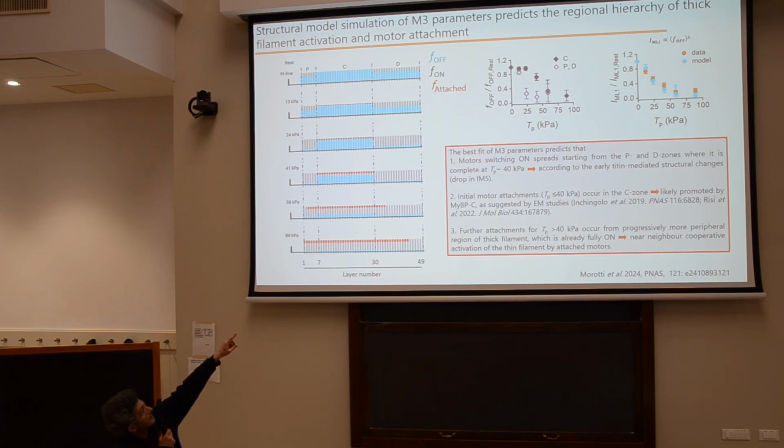The nice thing is that if you look at this graph, here is the fraction of the heads in the off state in the three different regions. So you can calculate the average, and from the fraction of all heads in the off state in the thick filament, you can determine the intensity of the first myosin layer line, which explains quite well the experimental data. So the model was made to explain the properties of the entry reflection, but it also fits the intensity of the M1 reflection.